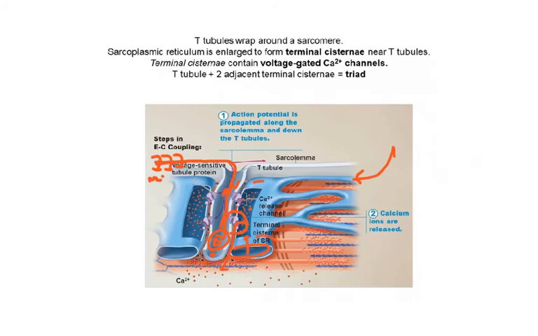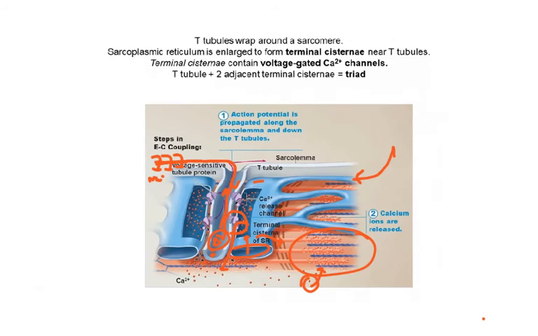So now we're spilling calcium out into the main part, and out here is where the myosin and actin are. As soon as these calcium ions are released, they can interact with the troponin and the tropomyosin on the actin filament, so that the myosin heads can bind.